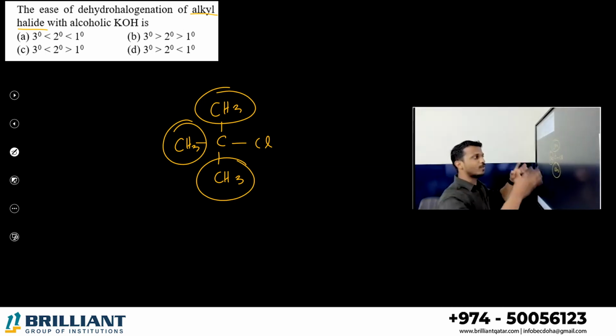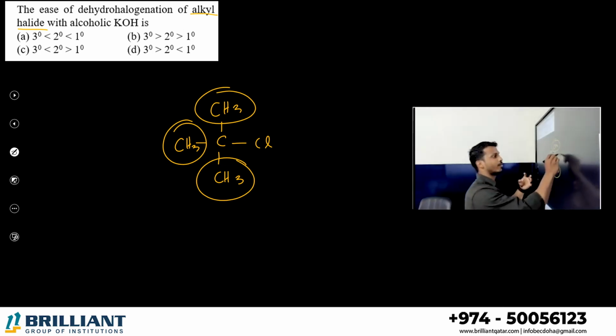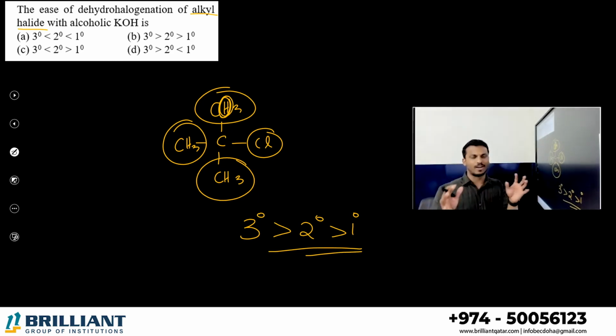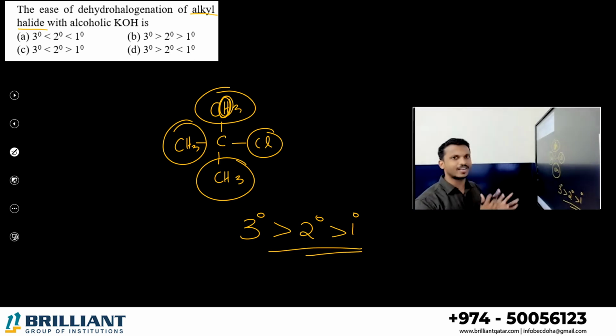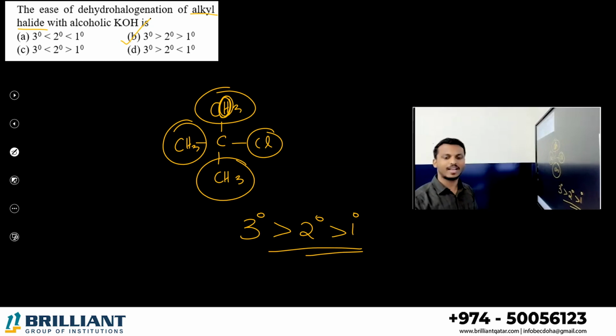So when you treat it with alcoholic KOH, immediately they will remove the chlorine from the alpha carbon and 1 hydrogen from the beta carbon, and it will form an alkene. Because of steric hindrance, tertiary will undergo it greater, then secondary, then primary. Primary is almost stable, a linear one with no steric hindrance, a stable compound not ready to undergo reaction. Tertiary is highly unstable, easy to undergo reaction. So the answer is option B: tertiary greater than secondary greater than primary.